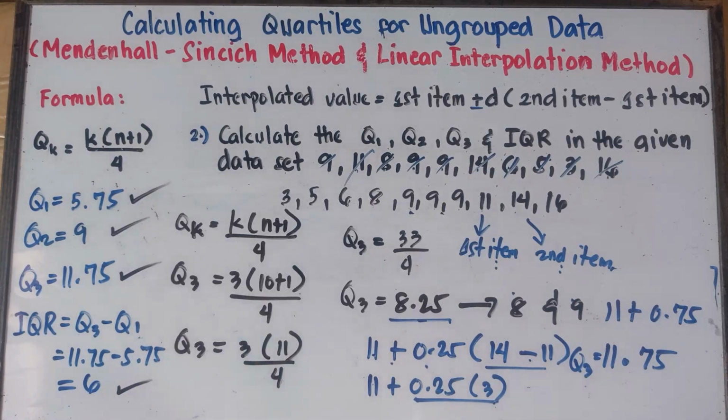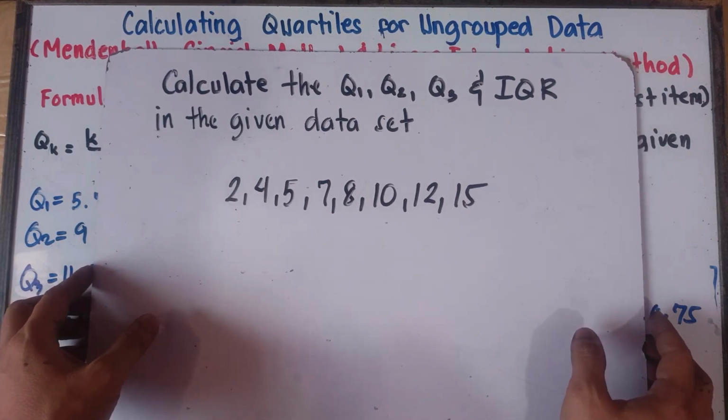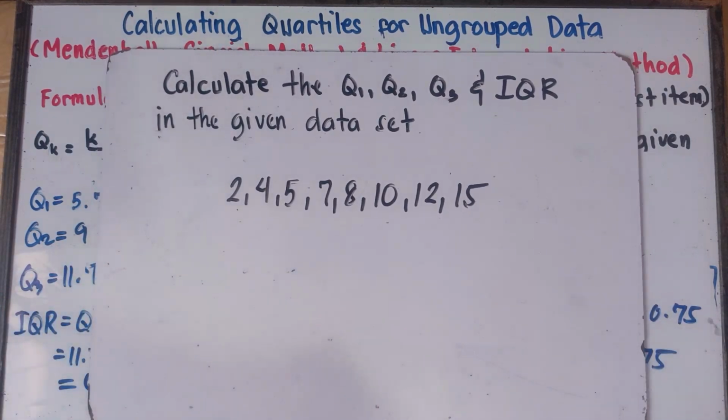We're all set. So how about you try this one, class? And then you put your answer, class, on the comment section down below. Let me check, class, if you really understand our topic. So you find quartile 1, quartile 2, quartile 3, and then interquartile range.